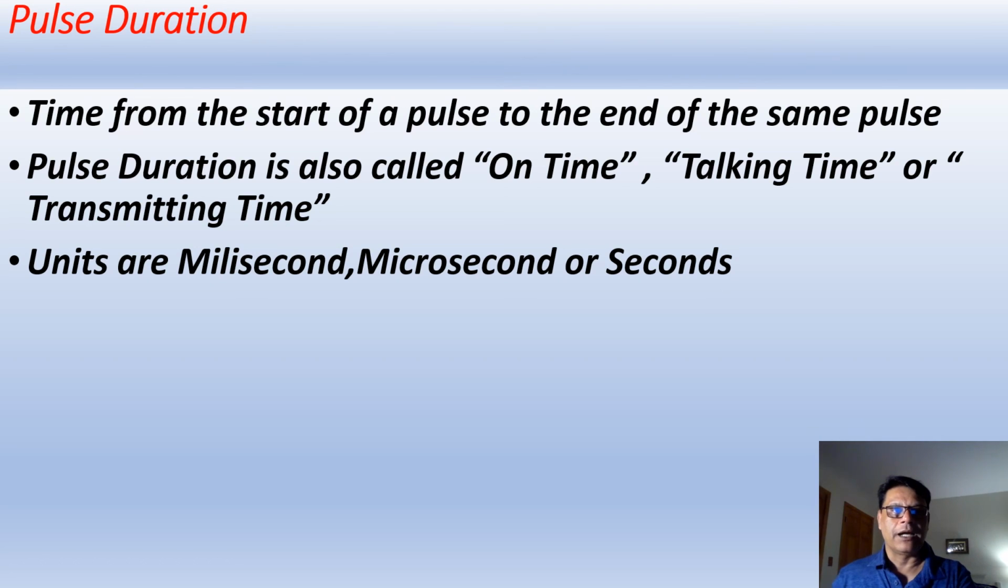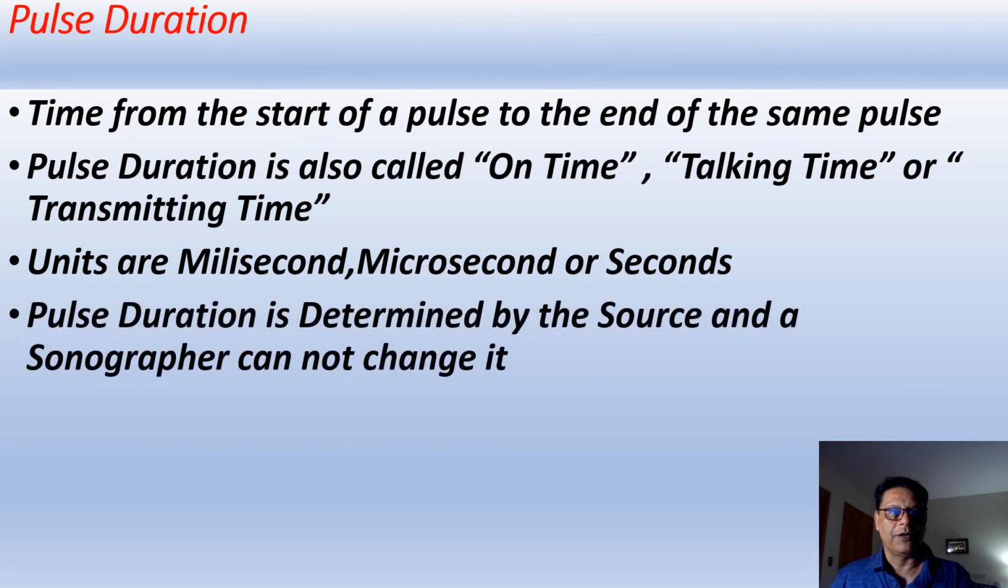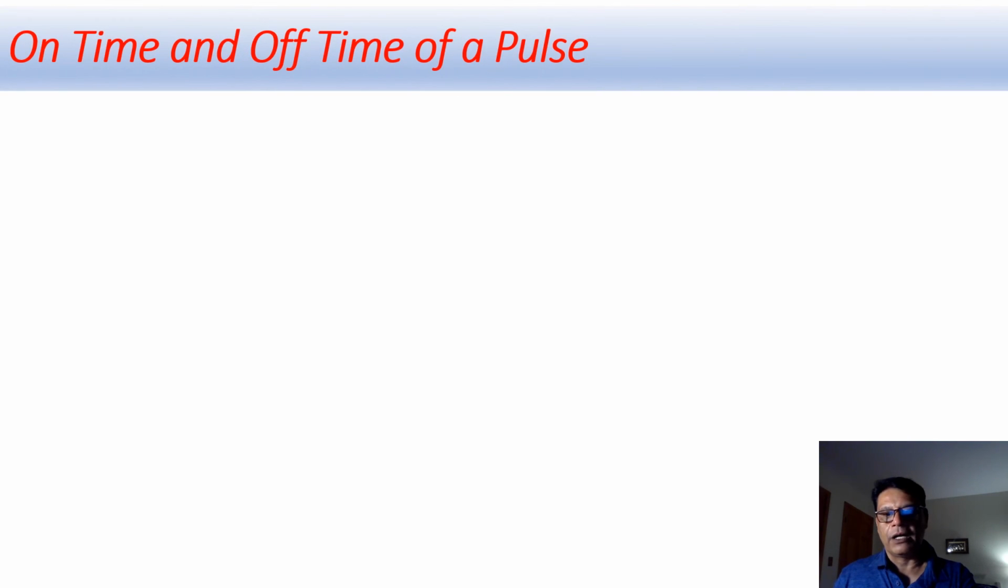So this is time, and its units are millisecond, microsecond, or second. Usually microseconds are used in ultrasonography. Pulse duration is decided by the source, and the sonographer cannot change it. So pulse duration cannot be changed by the sonographer, and it is only decided by the source.